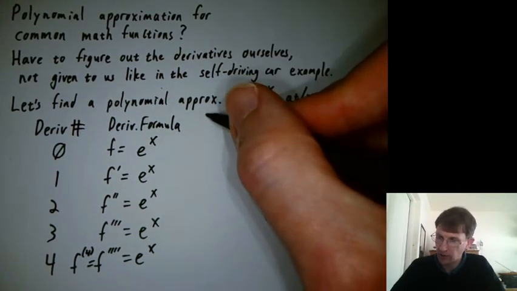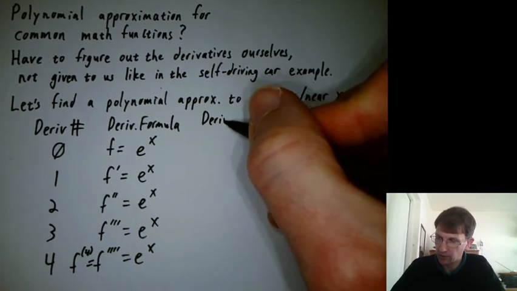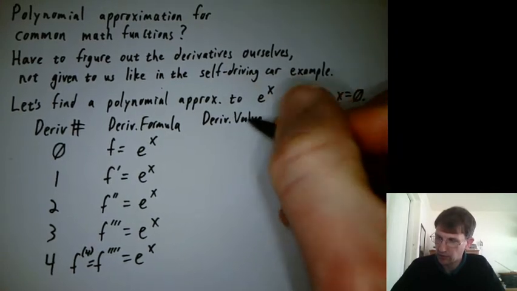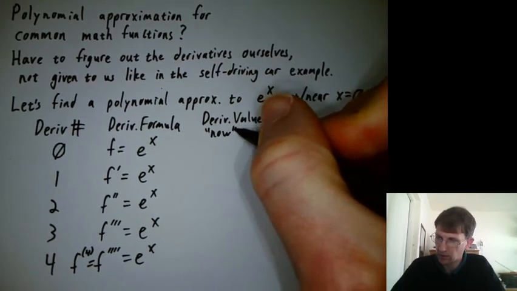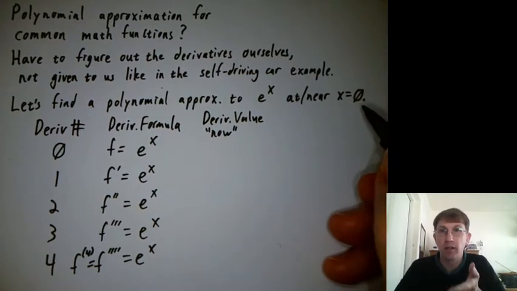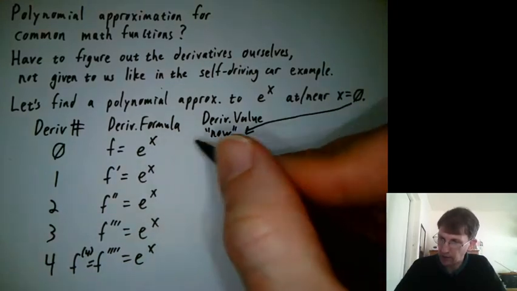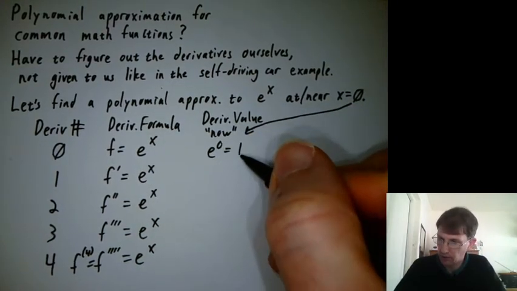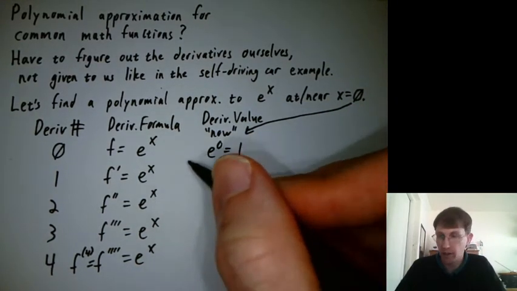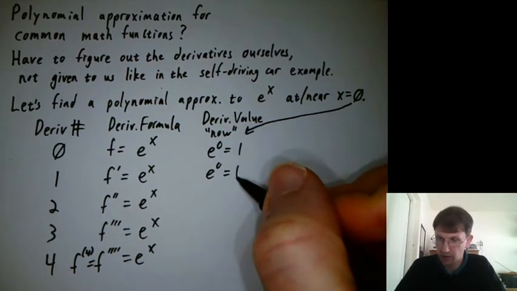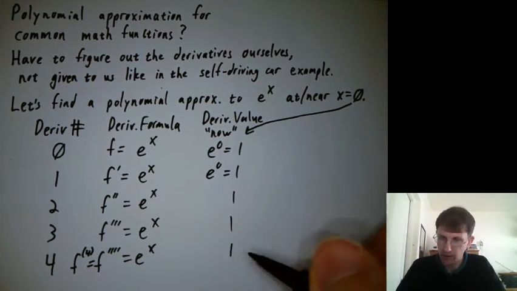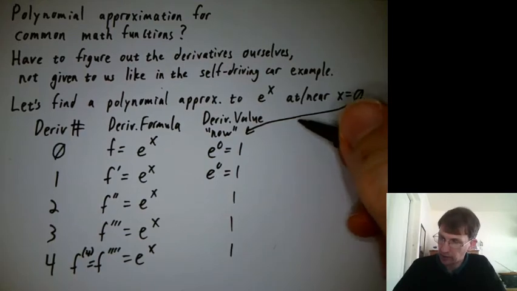What's our derivative value now? Well, when is now? Well, we're saying x equals 0. So what's e to the 0? That's 1. Here, plug in 0 for x. You get e to the 0, which is 1. You're going to get 1 in each of these. And then what's our polynomial term?